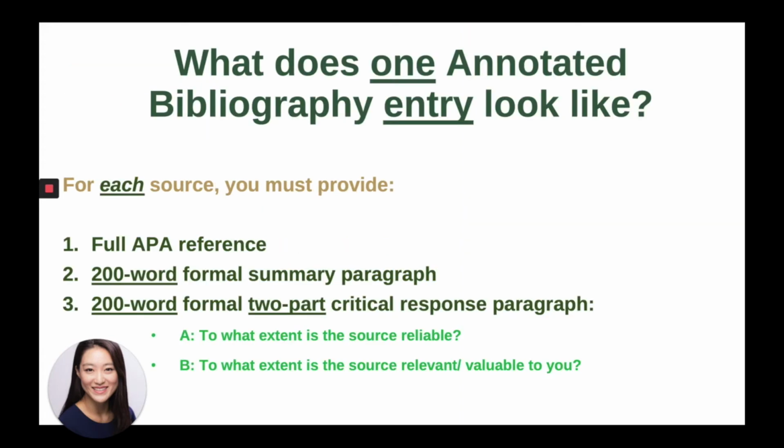Each source requires one Annotated Bibliography entry, which includes the following. Number 1, full APA reference. Usually references are provided at the end of your work. However, the Annotated Bibliography is unique because it requires you to start with your reference. Please check the appropriate module on how to cite in APA style.